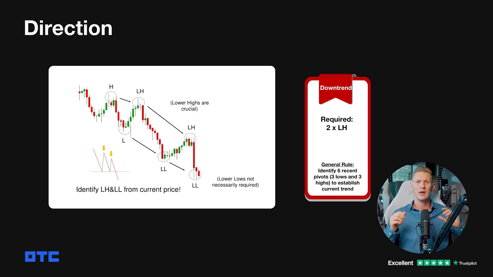In a downtrend, the highs are more significant than the lows. Even if the lows remain at the same level, the presence of 2 lower highs still defines the market as being in a downtrend. This concept is illustrated in the figure on the left, where the lower highs form the key structure of the downward trend.